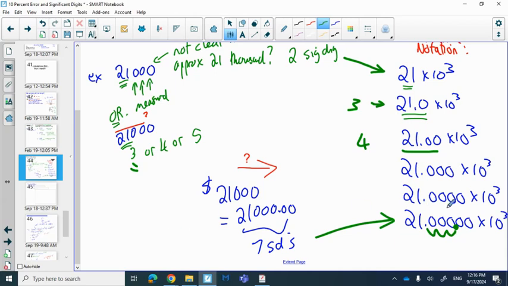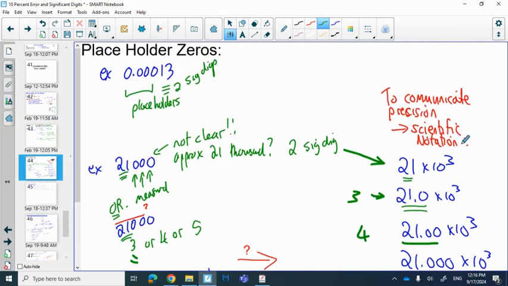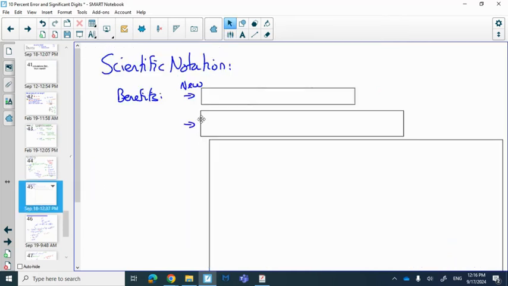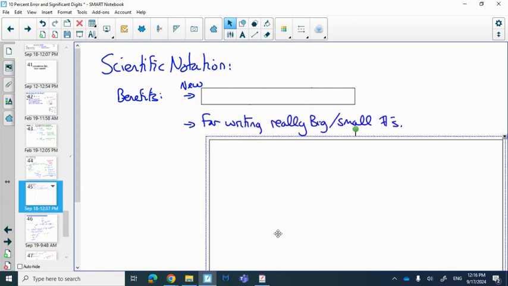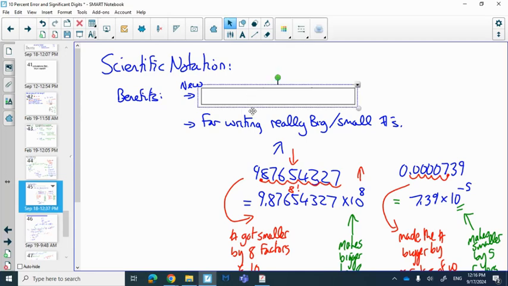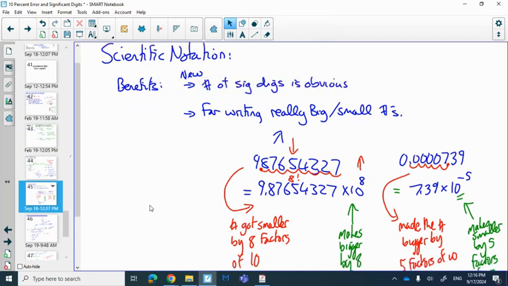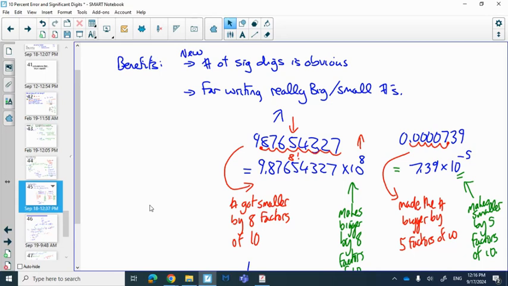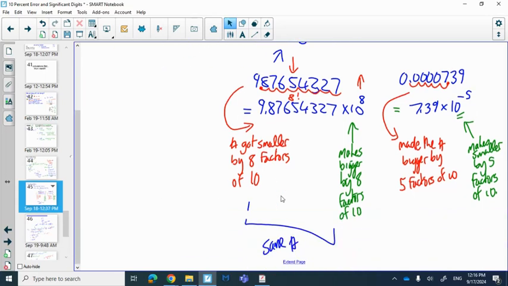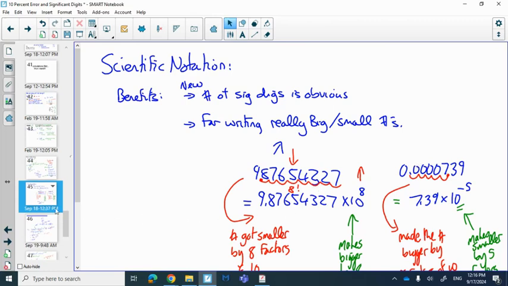Okay. So scientific notation is pretty awesome for helping communicate level of precision. So it's a new benefit that you might not have thought of. You've probably heard of scientific notation, where scientific notation is great for representing really big and really small numbers, but it's also really good for making the number of significant digits obvious. Okay, so that's the big small number stuff.